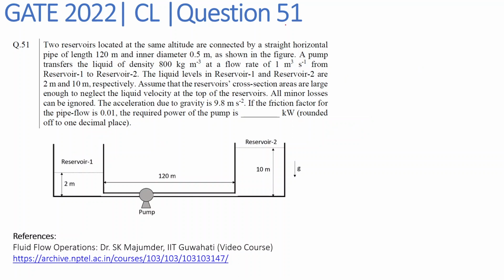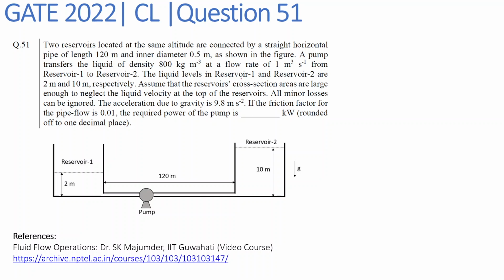Hello everyone, we are solving question number 51 of GATE 2022 Chemical Engineering paper, and this question is related to the subject of fluid mechanics. The question states, two reservoirs located at the same altitude are connected by a straight horizontal pipe of length 120 meter and inner diameter 0.5 meter as shown in the figure. A pump transfers the liquid of density 800 kg per meter cube at a flow rate of 1 meter cube per second from reservoir 1 to reservoir 2.